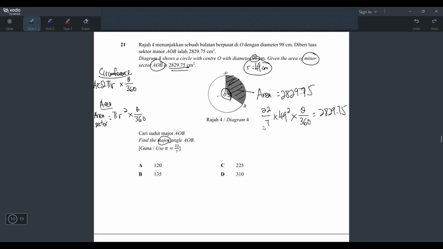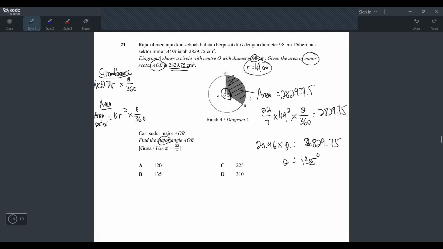Okay, this one how you tekan? Okay, I'll show you. This one I will tekan like this. 22 times 49 square bahagi 7 bahagi 360. Let's press 22 times 49 square and then bahagi 7 bahagi 360. And then I get 20.96. Okay. And then here is still 2829.75. And then how to find theta? We take 2829.75, divide answer. Use the answer button. So I get 135.